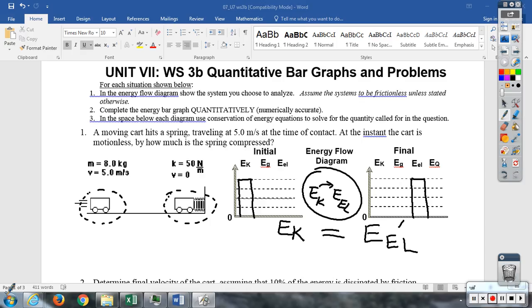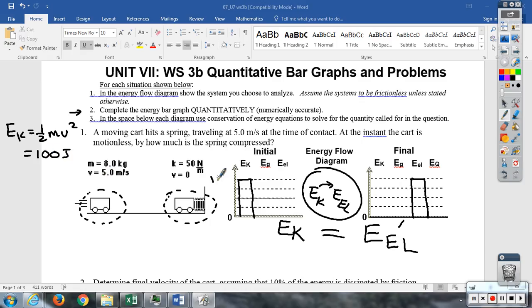So our goal is to find how much the spring is going to compress. Now, that's going to be in the elastic potential energy term. But first, I do ask for quantitative values on your bar graph. So if we can at least calculate the kinetic energy, then we'll know what the elastic potential energy is. So EK equals 1/2 mv squared. 1/2 times 8 times 5 squared is 100 joules.